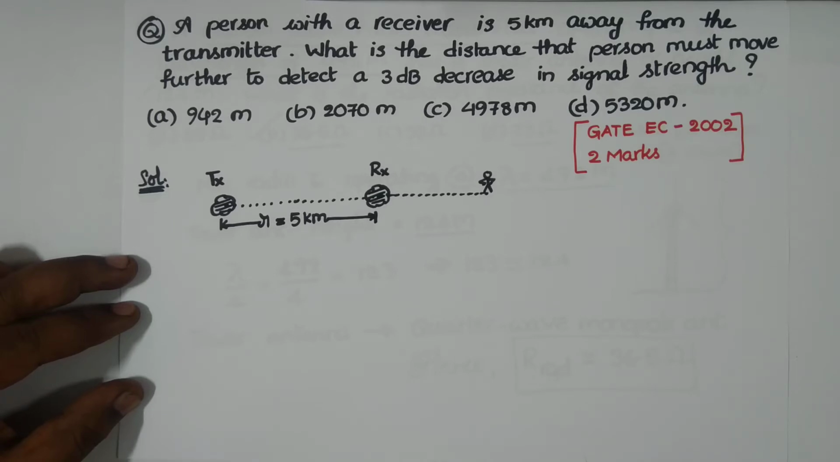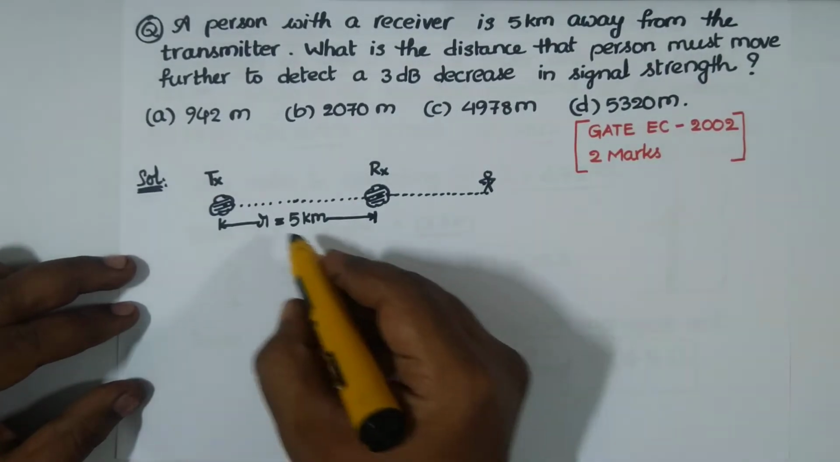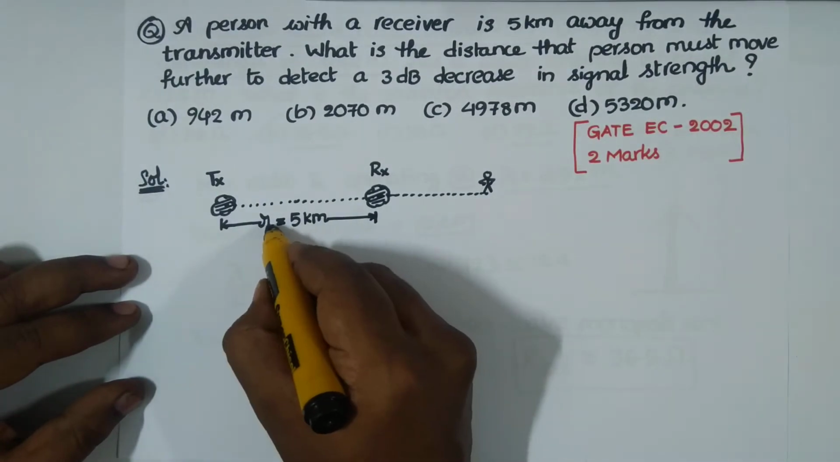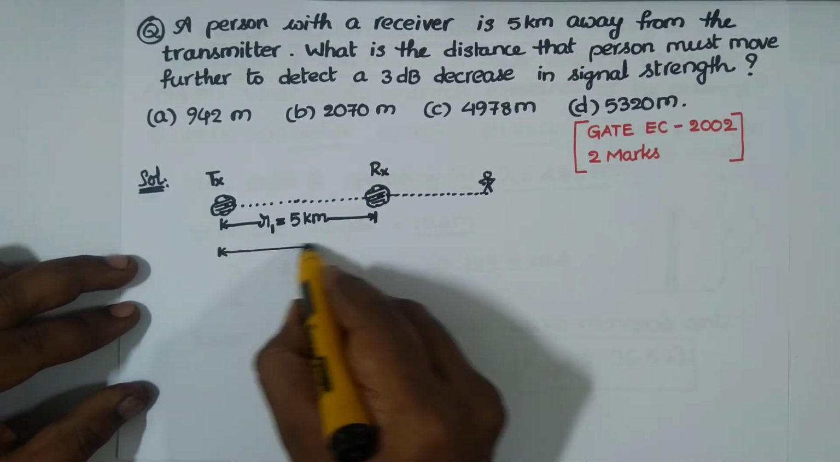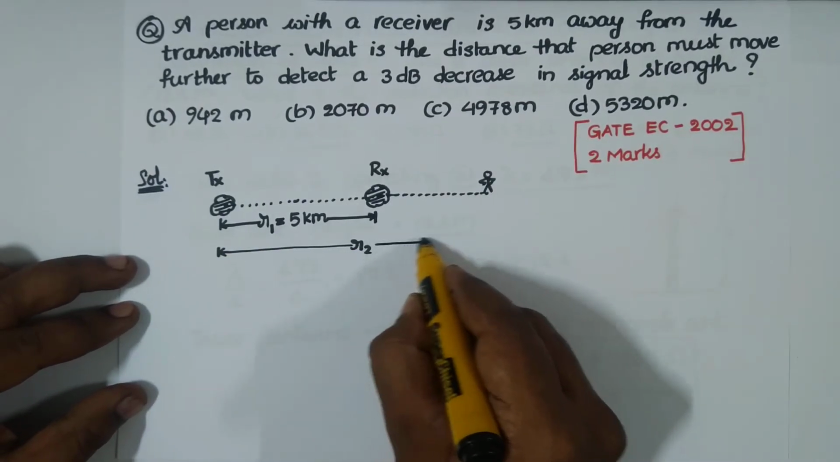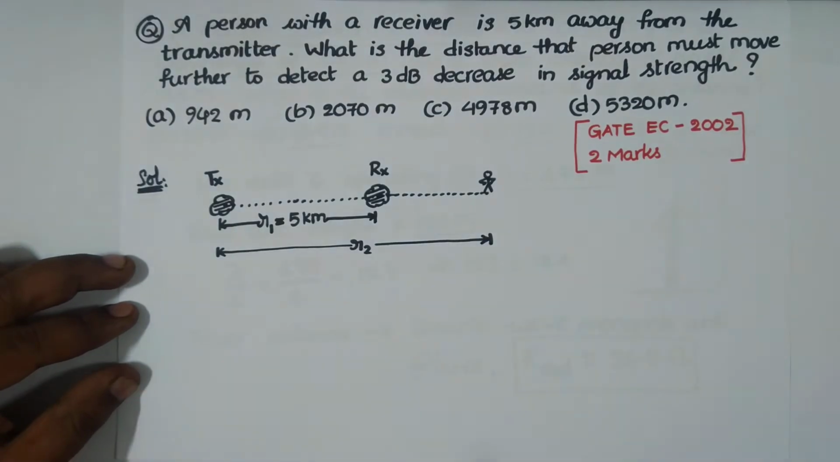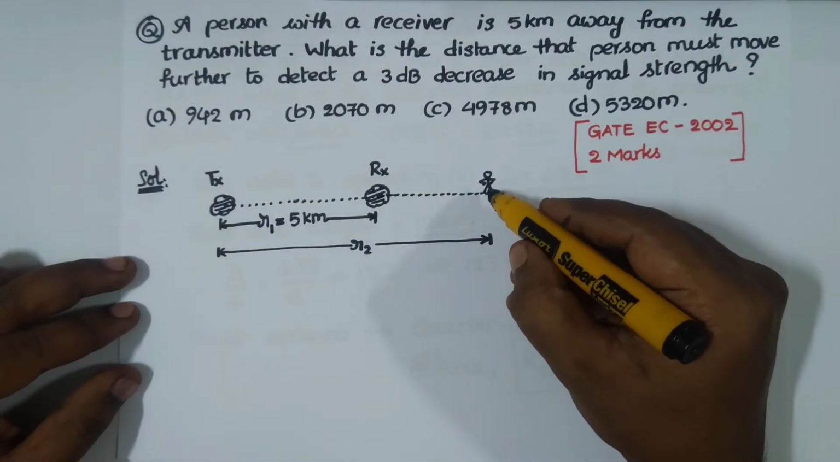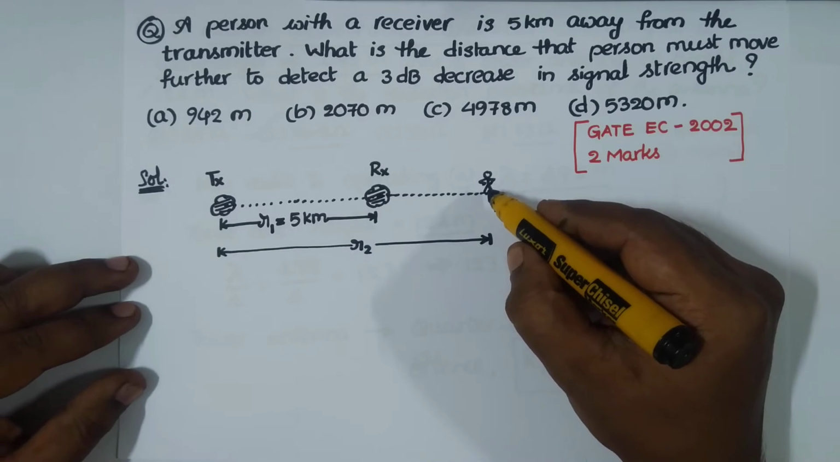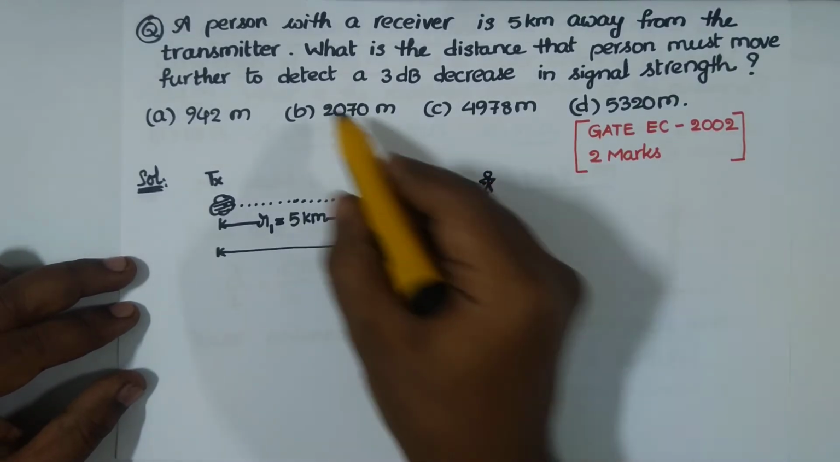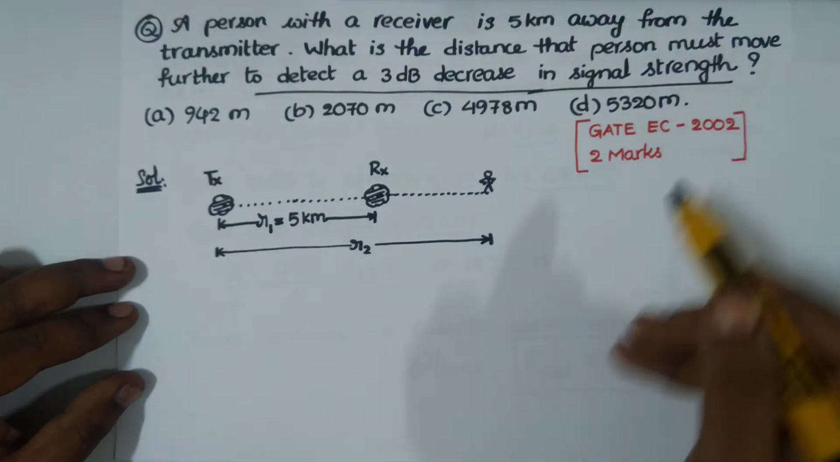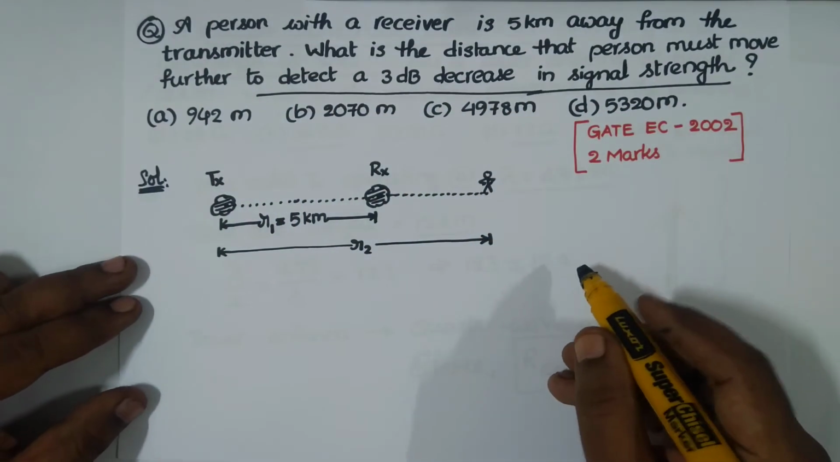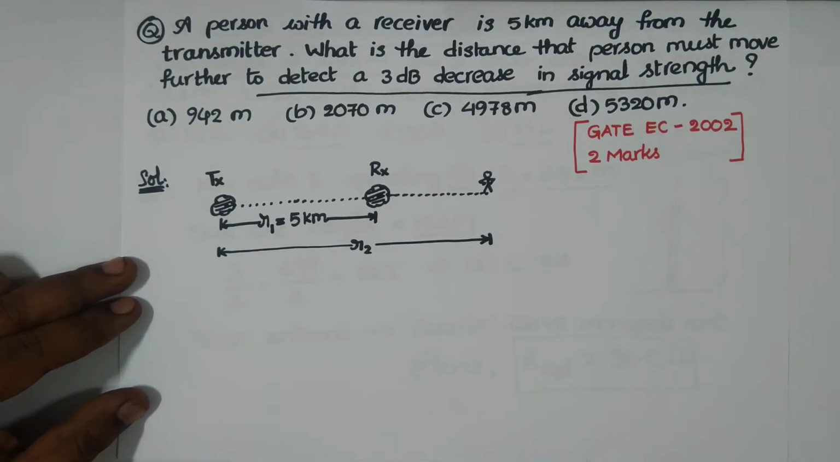Alright, as we have a couple of distances, let's designate this one as R1, and from here to here we will designate as R2. Assuming that he is somewhere here, he is trying to identify whether or not he is under this condition, to detect a 3 dB decrease in signal strength. Now we can understand this way.